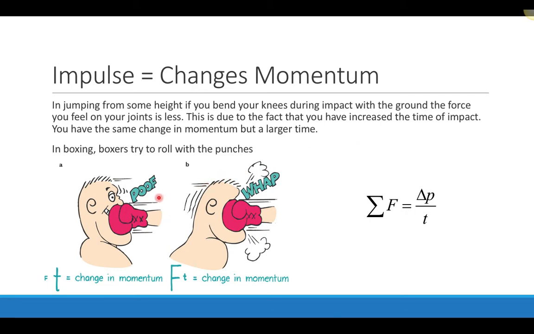Same thing is true when they say that boxers try to roll with the punches. If you're going to be struck, it's better to give with the punch because you're changing your motion over a greater amount of time versus just trying to stand very firm and not give with the punch. You're going to get a greater amount of force because the time interval of that interaction is shorter.